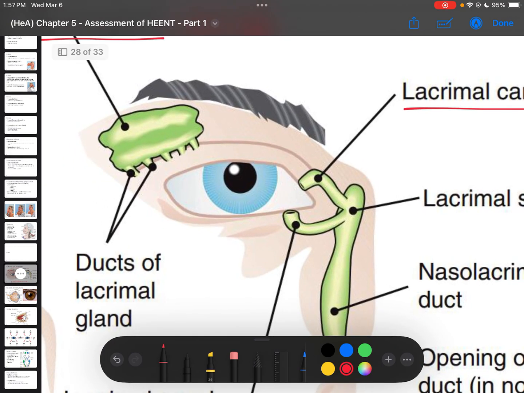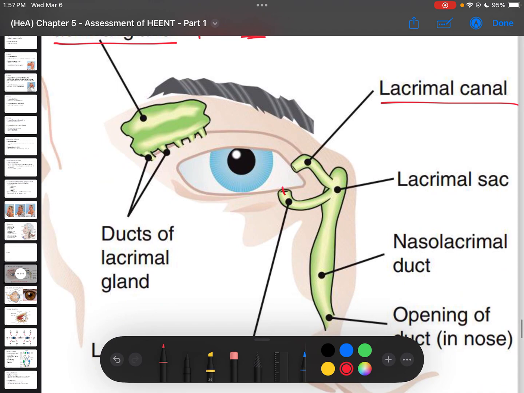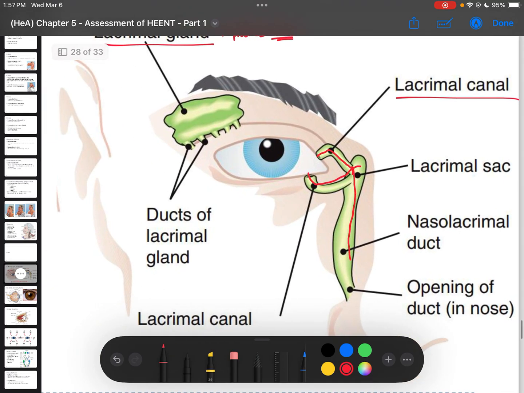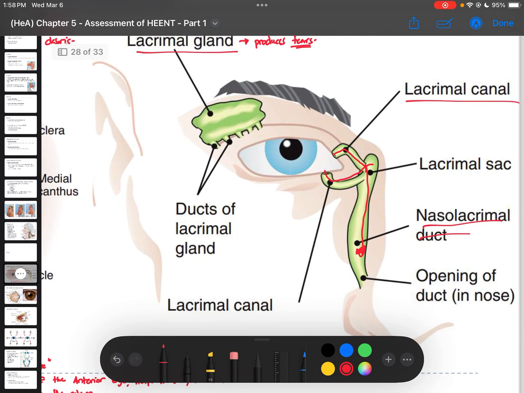Your tears will drain into your lacrimal canal, and your lacrimal canal is connected to your nasolacrimal duct. So it goes into your nasal cavity. That is the reason why when you are crying, you also have nasal discharge. Because the tears are draining into your nasolacrimal duct.